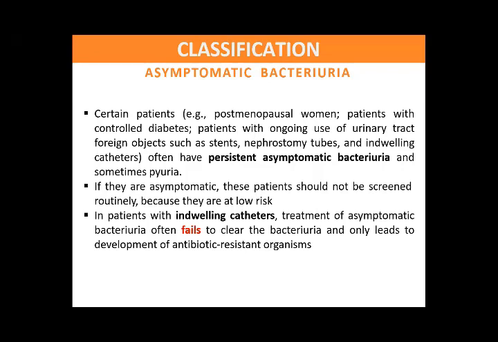They can have complications of pyelonephritis and renal damage. So these are the patients who are asymptomatic but should not be routinely looked for because they are at low risk. In a patient with an indwelling catheter, and this is a very important point, treatment of asymptomatic bacteriuria usually fails to clear the bacteriuria and only leads to development of antibiotic resistant organisms. In patients who have had a stroke, you can see their urine being cloudy and stained. It is not excessive, it is not pus, it can be just bacteriuria but no infection.